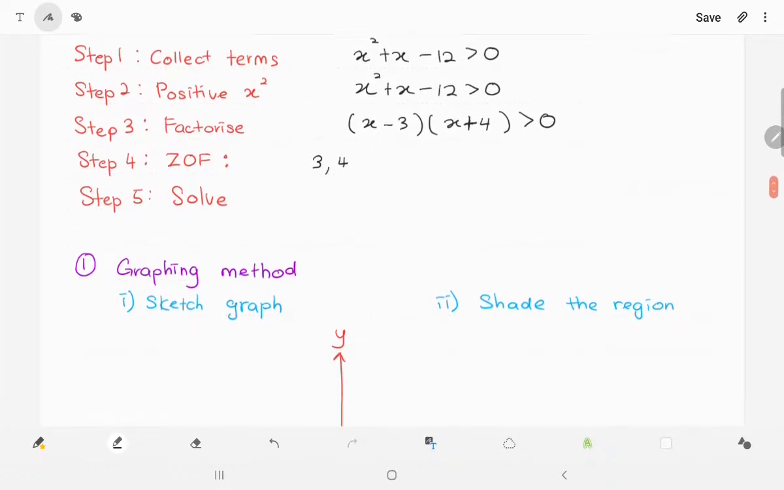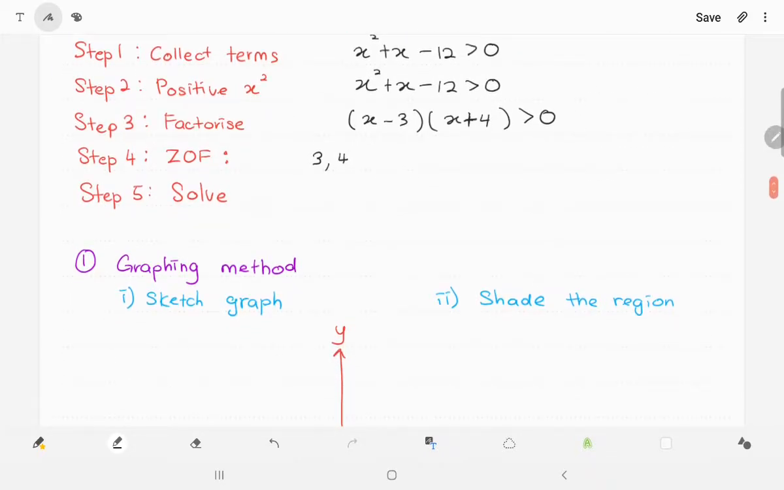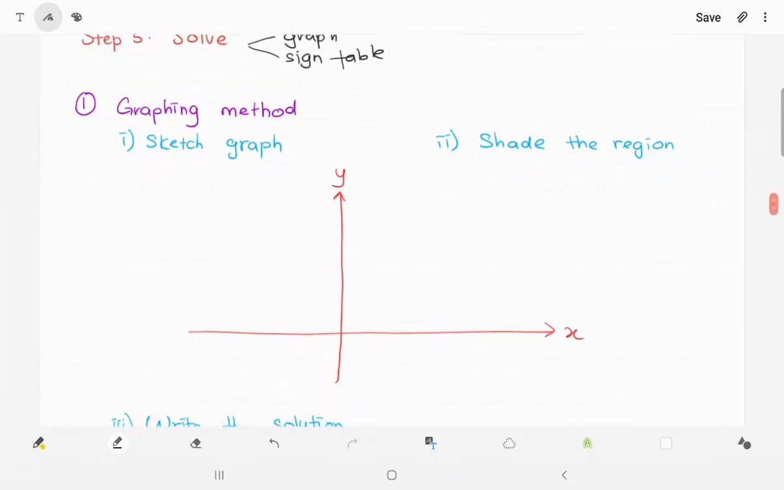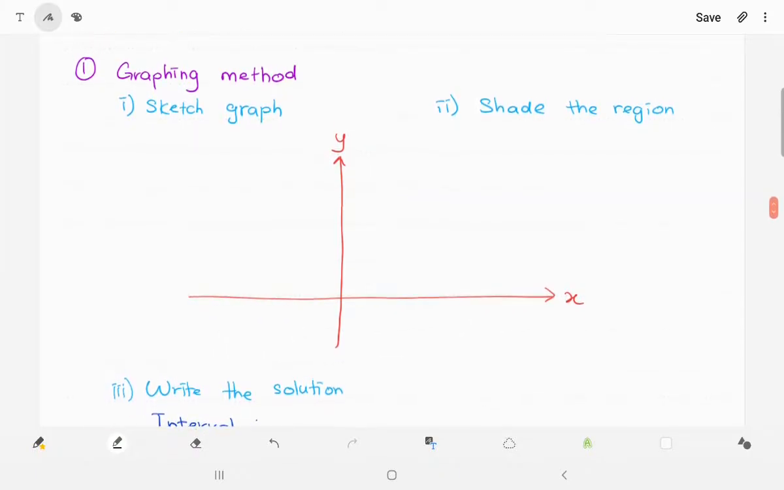And then step 5, solve. As usual, we have two ways. We have two methods, graph and sign table. So I will just show you both solutions, and it depends on you which one you want to use. Okay, so we go to the graphing method.